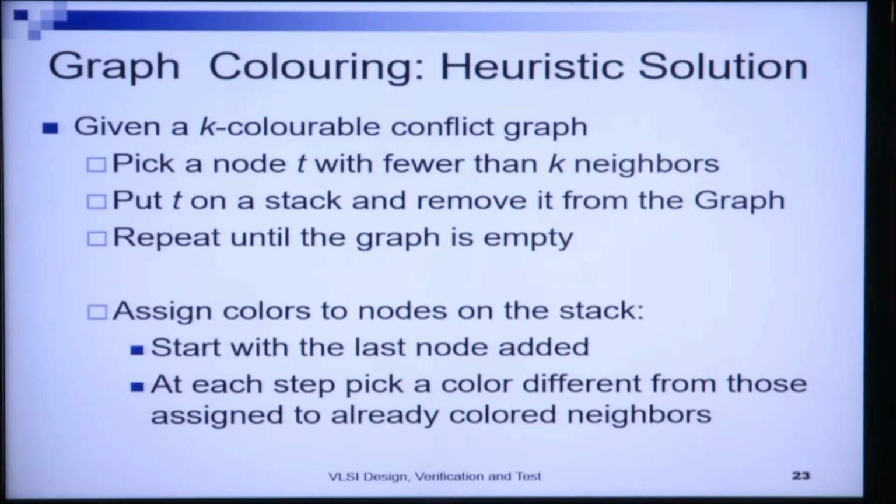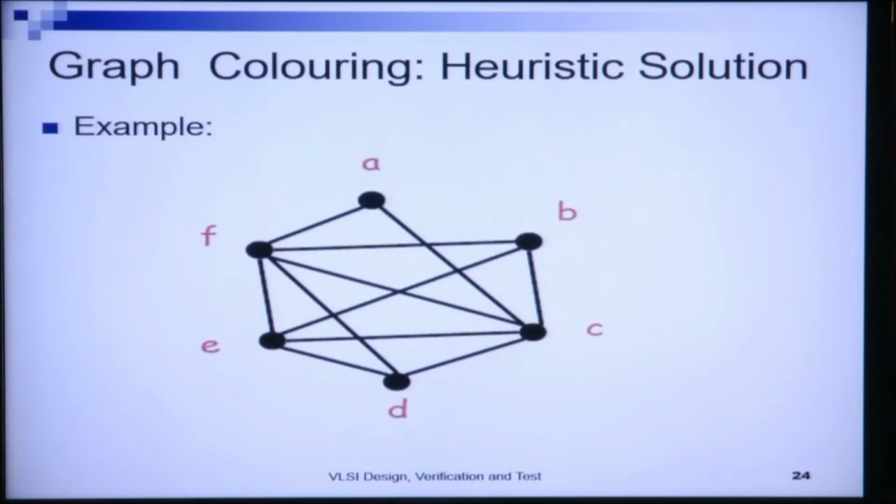Now, we assign colors to the nodes in the stack one by one. We start with the last node added, and at each step we pick a color different from those assigned to already colored neighbors. So, if I have previously colored neighbors with a certain color, when I take another node out of the stack, I cannot assign a color which is the same as that of its neighbors, right. We will take an example to see this.